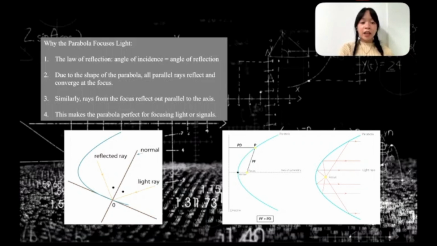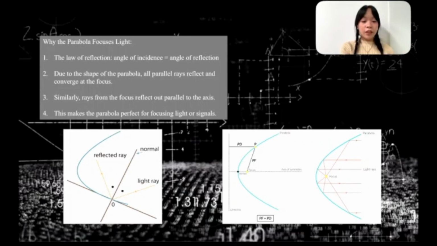As a result, every incoming ray that is parallel to the axis of symmetry is reflected at exactly the right angle to pass through the focus. Another way to think about this is that the parabola knows how to redirect light. Its curvature changes gradually and smoothly, ensuring that the reflection angles are adjusted perfectly across the entire surface.